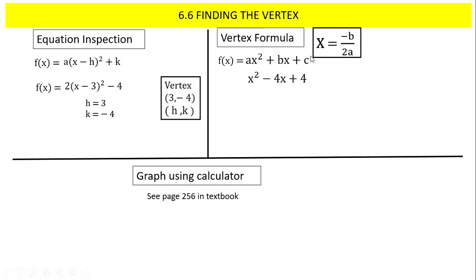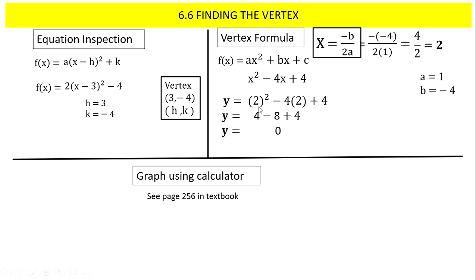Going on, we need a and we need b. So here a is 1 and b is -4. Substitute them in, and we have negative b, which is -4, over 2 times a, which is 1. We have a +4 over 2, which is 2. That means x equals 2. Now remember, vertex is a point, so we need the y value of that point. You take this x value 2 and go to the original equation and just substitute that in. And your y will equal 0. So now you have an x and a y, so you have the vertex, (2, 0).